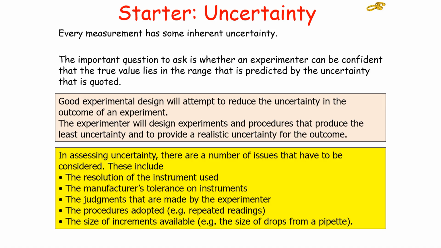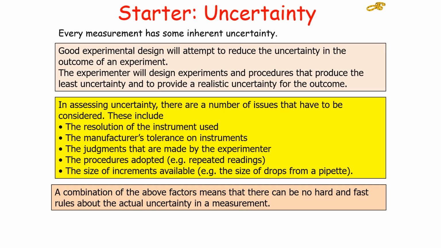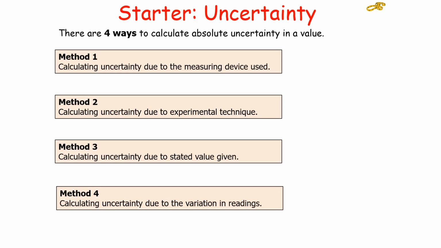outcome. So you've got to think about things like resolution of the instrument, the manufacturer's tolerance, judgments made by the experimenter, any procedures adopted, and the size of increments or the resolution that's available to you. Now a combination of all the factors means that there's no hard and fast rule when calculating the actual uncertainty in a measurement, but we can think that there are 4 different methods to calculate absolute uncertainty in a value.